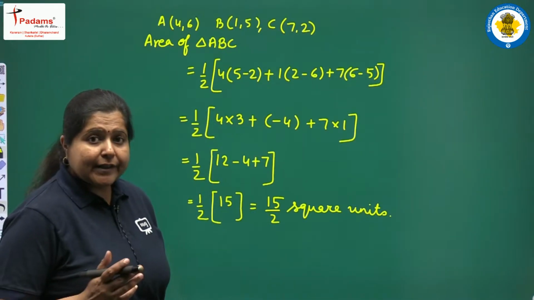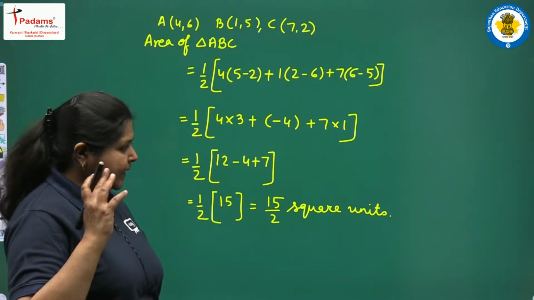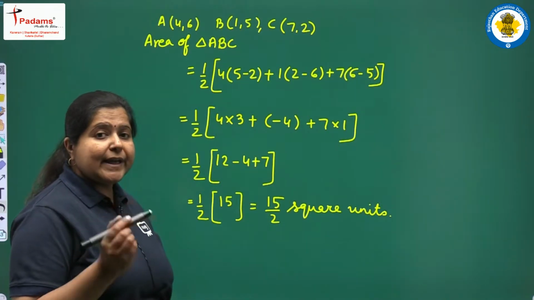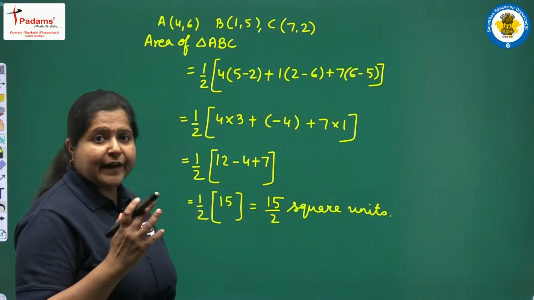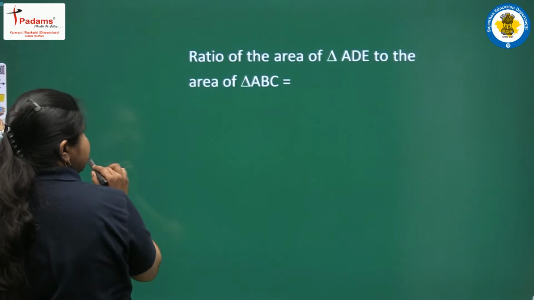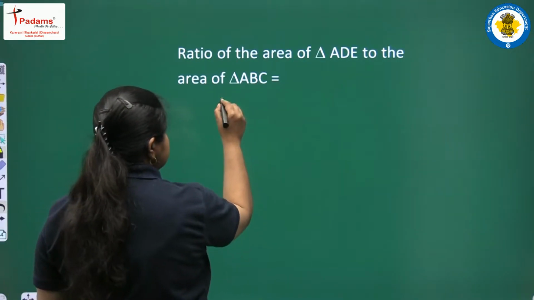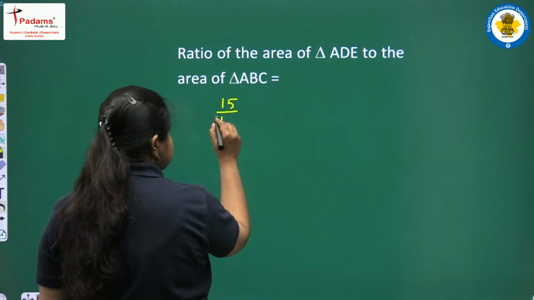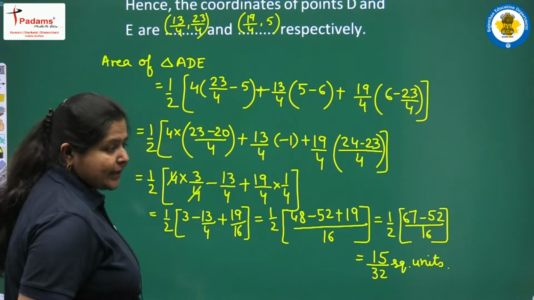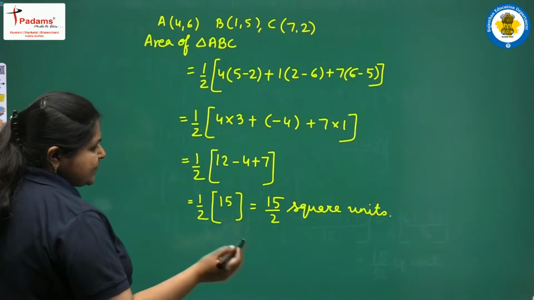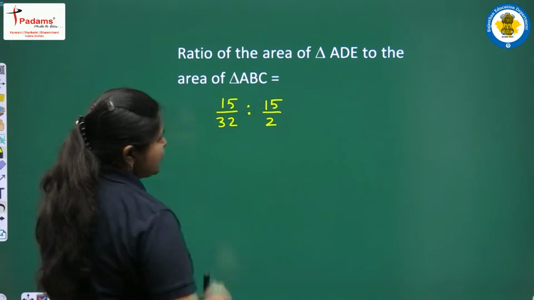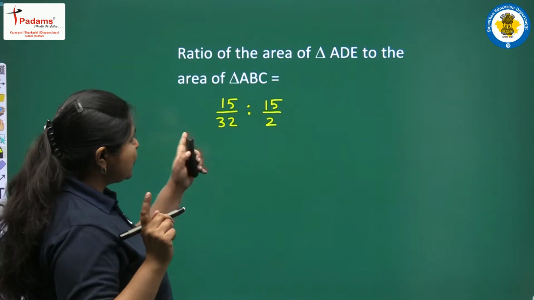Okay, now what else has been asked? We have to compare the two areas. This one is 15/32 and this one is 15/2. So to compare both areas we will find out their ratio. Let us write the ratio of the area of triangle ADE to the area of triangle ABC. The area of this one was 15/32 square units. Just have a look. 15/32 square units of triangle ADE, and this one is 15/2 square units. So ratio 15/32 is to 15/2. Got it? Now we can divide both sides by 15.